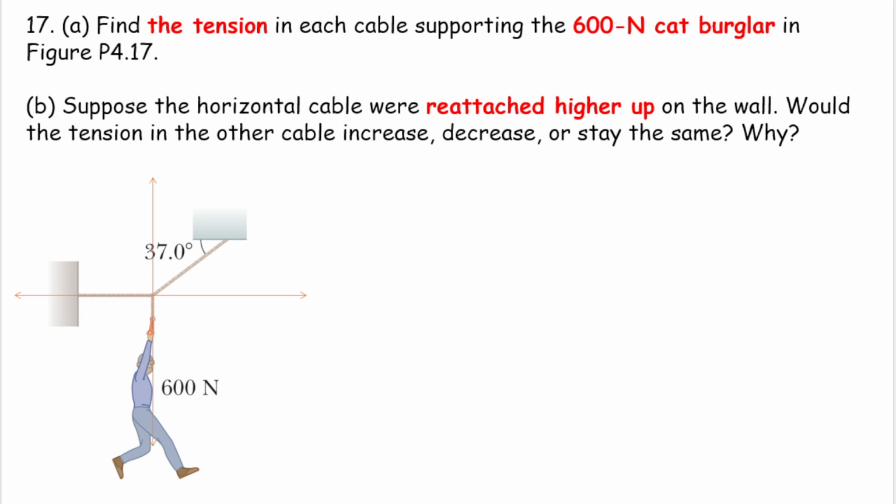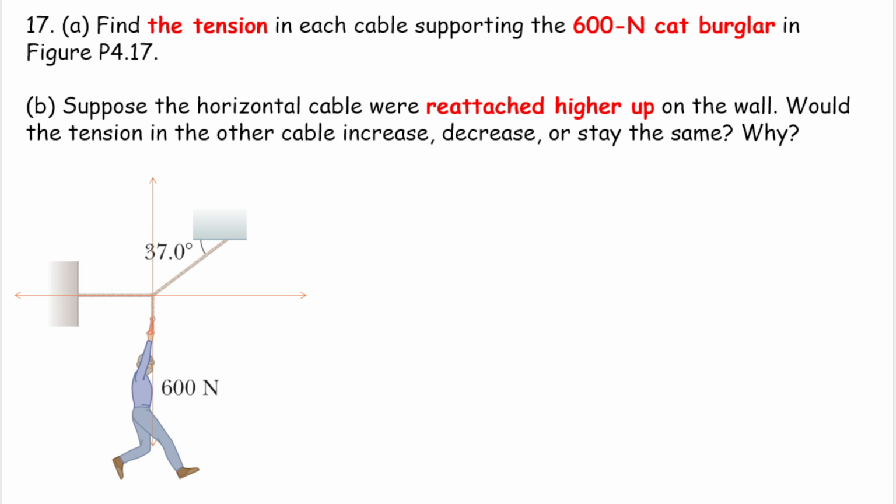Number 17, find the tension in each cable supporting the 600 Newton cat burglar in figure P4.17. Suppose the horizontal cable were reattached higher up on the wall. Would the tension in the other cable increase, decrease, or stay the same, and why?